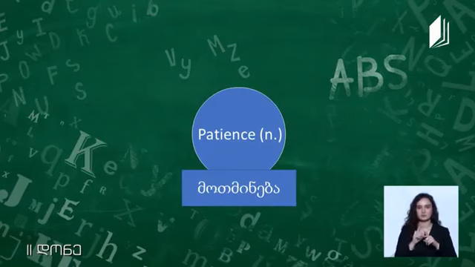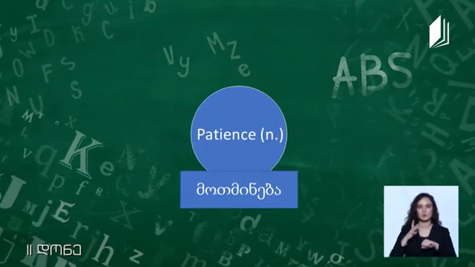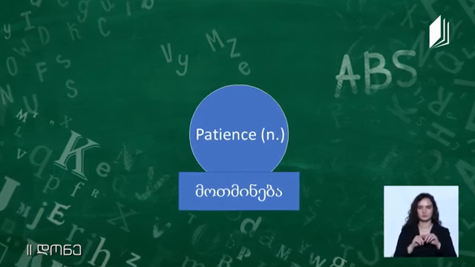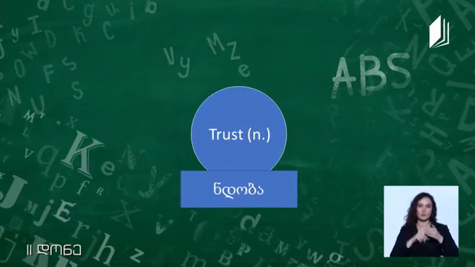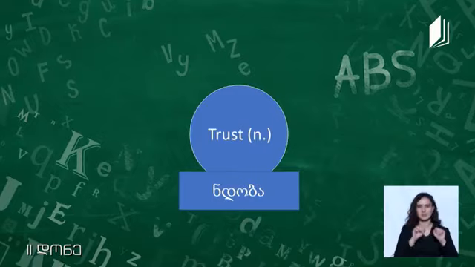And if you are longing for something, you'll need a lot of our next word, patience. And this is a noun. It is the ability to accept delays, problems, or difficulties without becoming annoyed or angry or anxious. Now, after patience, we have the word trust. And trust is a firm belief in the reliability, truth, or ability of someone. Some synonyms for trust are confidence and faith.